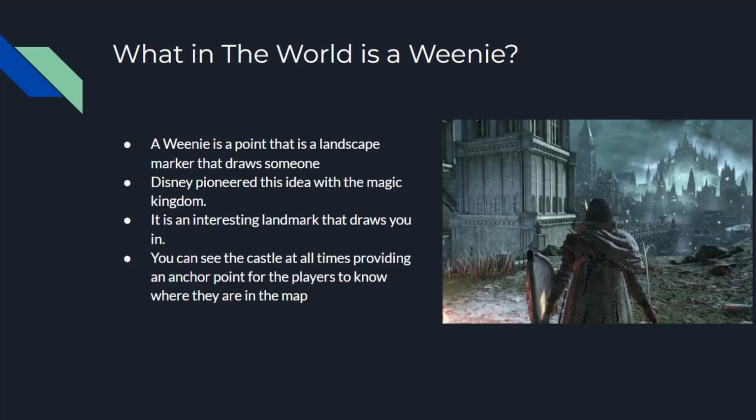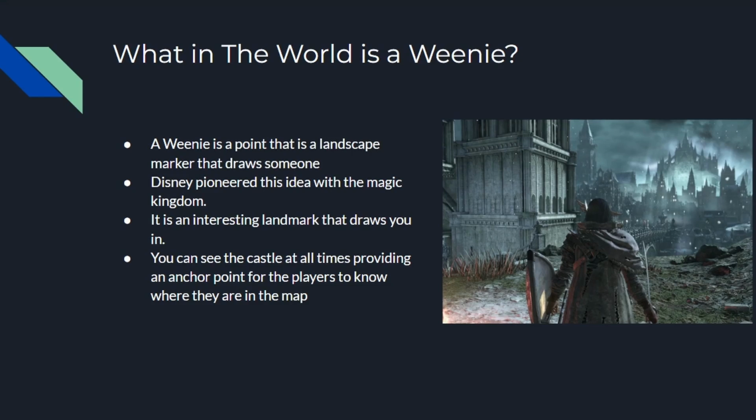So, one of the other big design tools that you can use is what's called a weenie. And what in the world is a weenie? Well, a weenie is a landscape marker that draws somebody. Disney kind of pioneered this idea with the Magic Kingdom. It's an interesting landmark that draws you in. You can always see the castle at all times, and it provides you a reference point. You always know where you are in the map, and you always know where you're headed because you see this really cool thing off in the distance, and you go, I want to go see that. And you run off into that distance and you run to go after it.